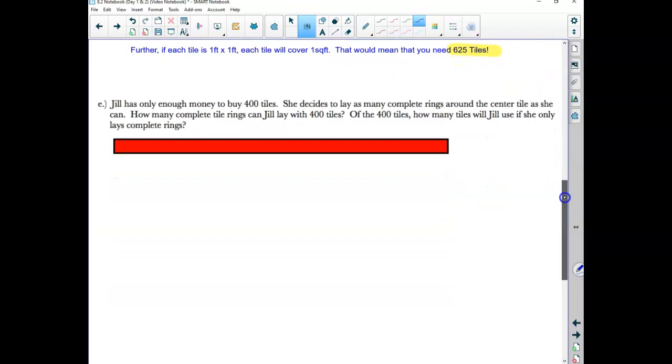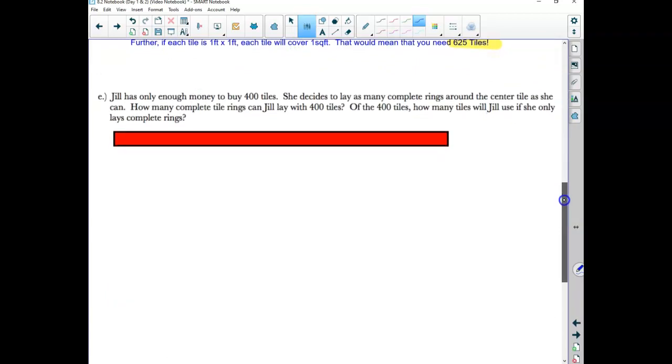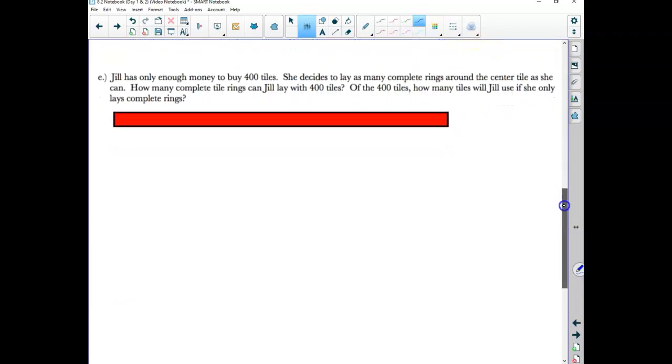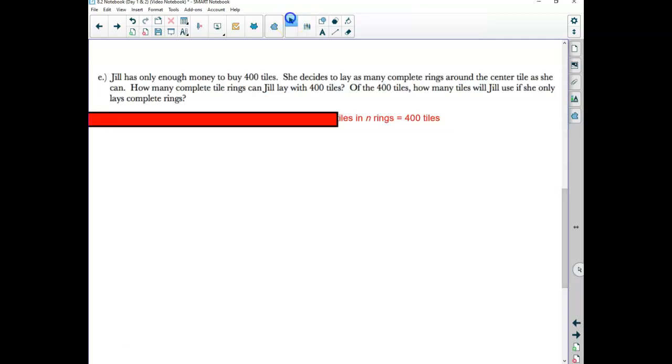And then of those 400 tiles, how many will she use only if she's going to lay complete rings? Because these tiles are sold in lot numbers for the color gray, and she wants to make sure each ring has the same color gray in it. And it might be a different sheen of white, okay? So how are we going to figure this out?